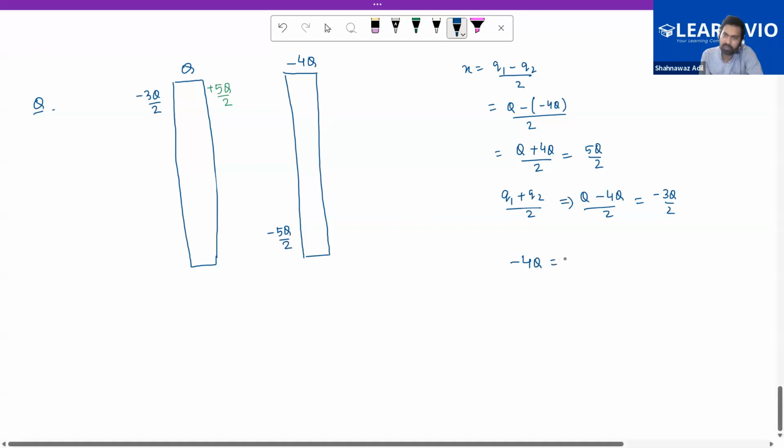Minus 4q equals minus 5q by 2 plus, let's say some charge which is y. So this y would be minus 4q plus 5q by 2. So how much is this? 4 2s are 8, minus, and then plus 5q by 2. So this is again minus 3q by 2, which we already did. So this is minus 3q by 2, right?